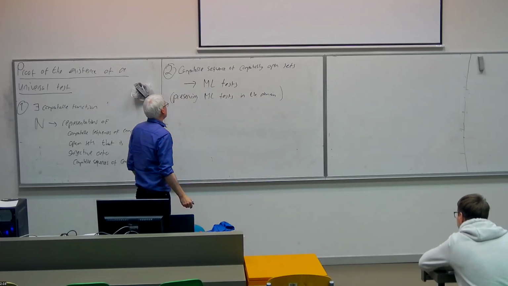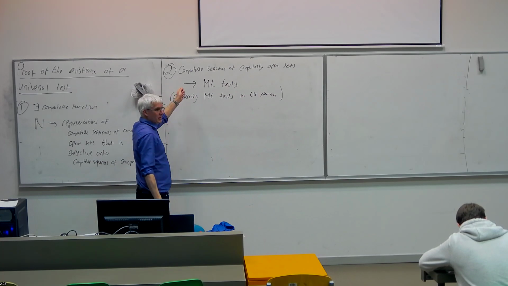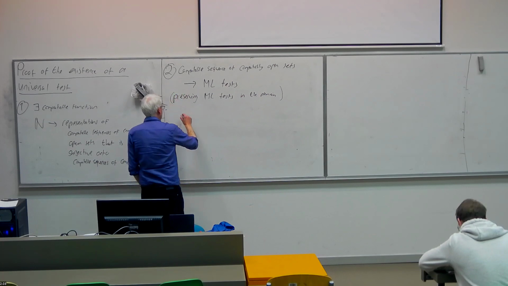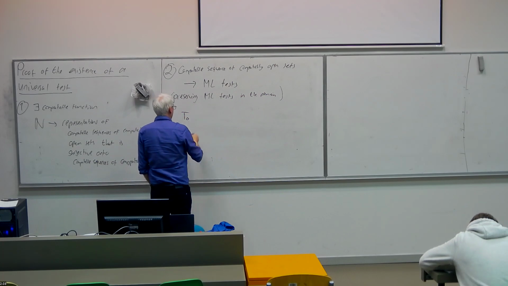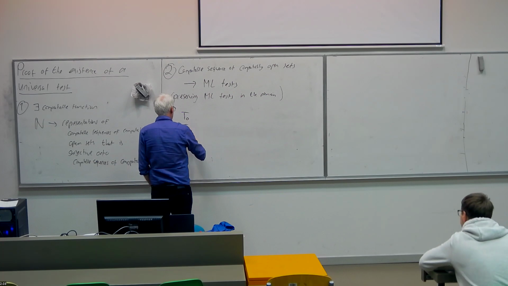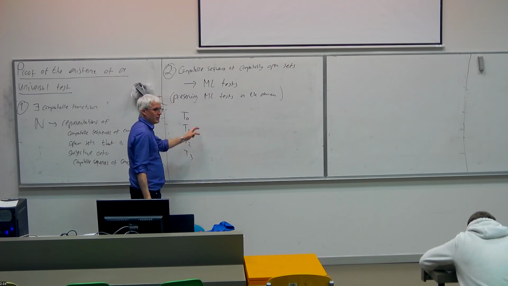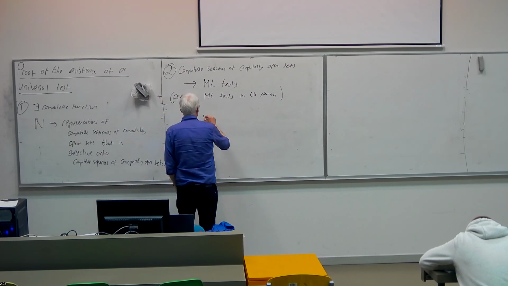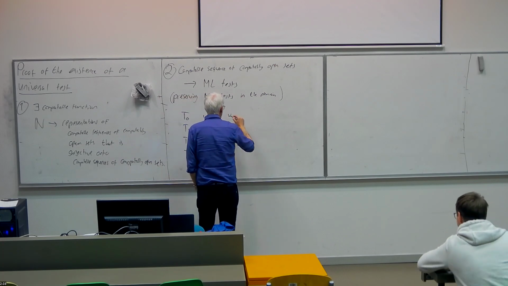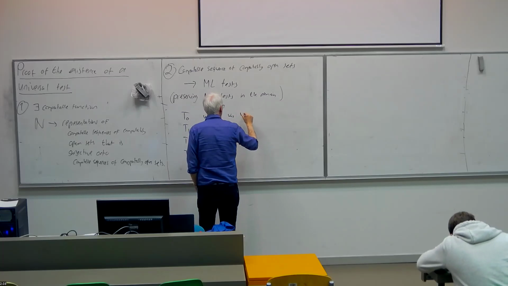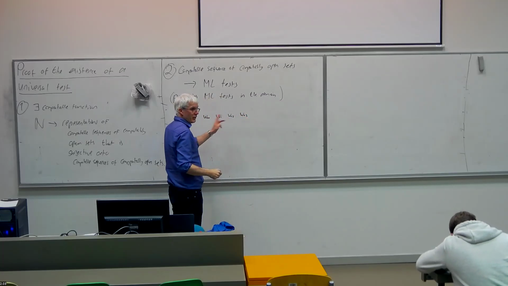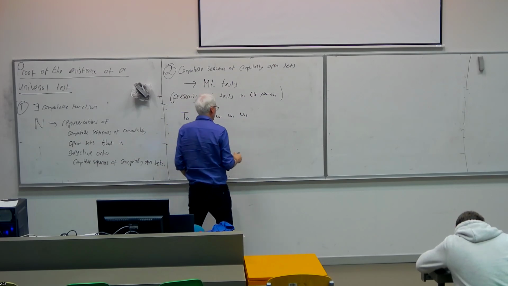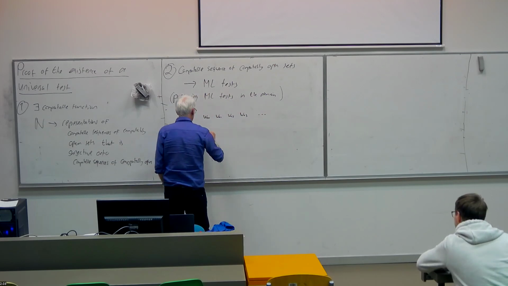So our input is a computable sequence of computably open sets. Let's call these computably open sets T0, T1, T2, T3. It being a computable sequence means that we have a sequence of words or empty set symbols whose union is this computably open set. So that represents T0.